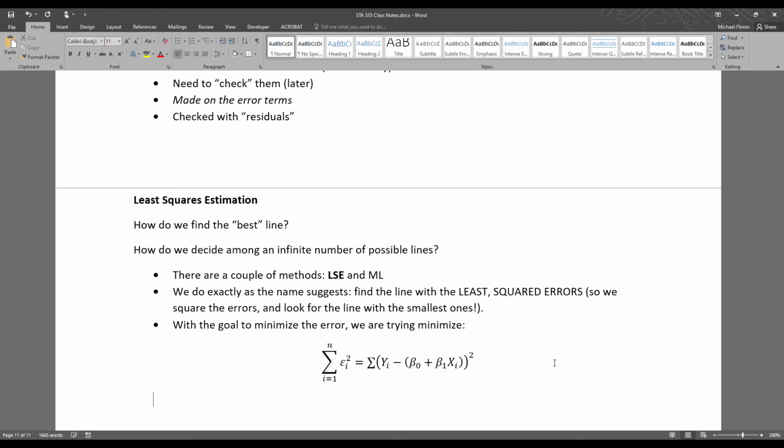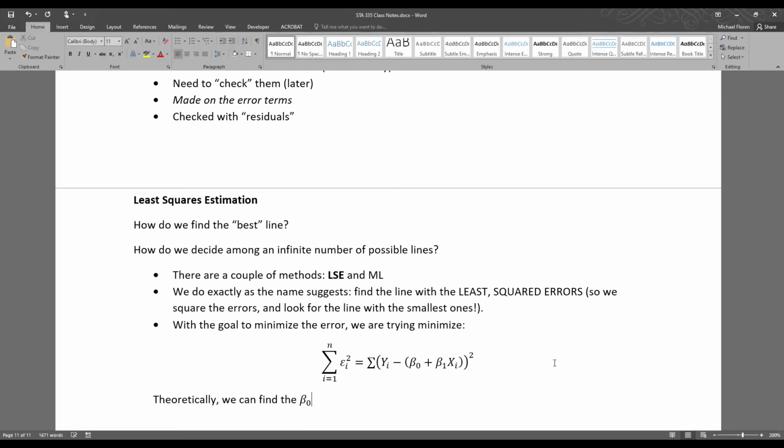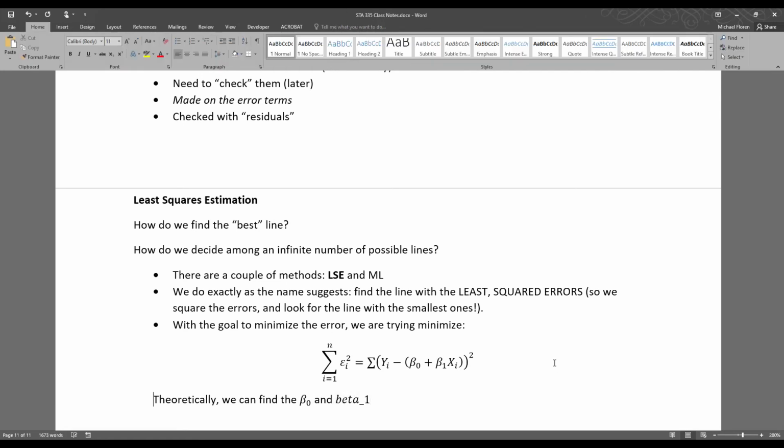But theoretically, we can find the beta 0 and beta 1 that correspond to this solution. That is, we don't have to resolve this every time we have a data set. We don't have to plug in new numbers. We can solve this equation directly.